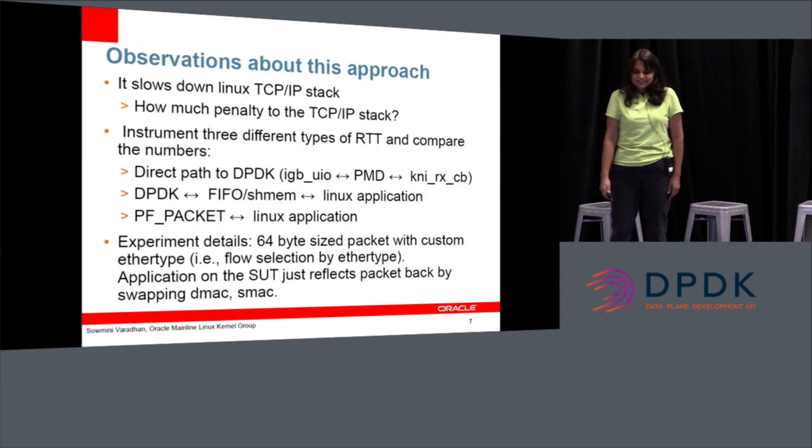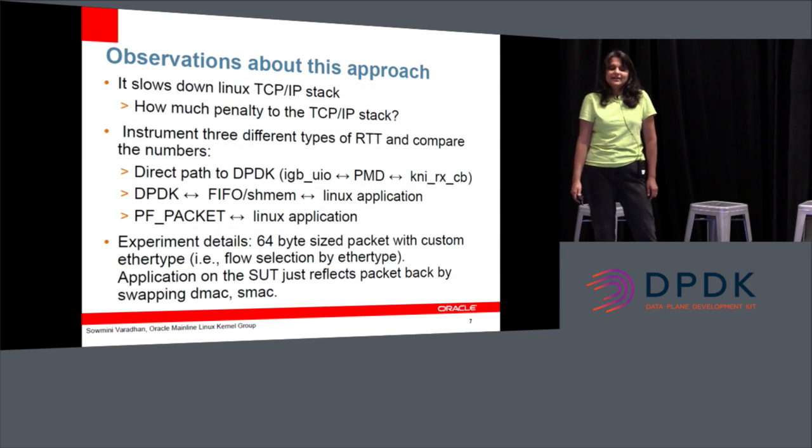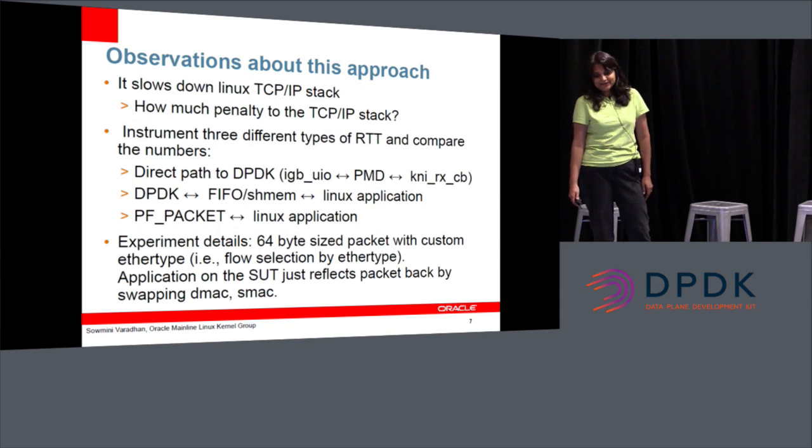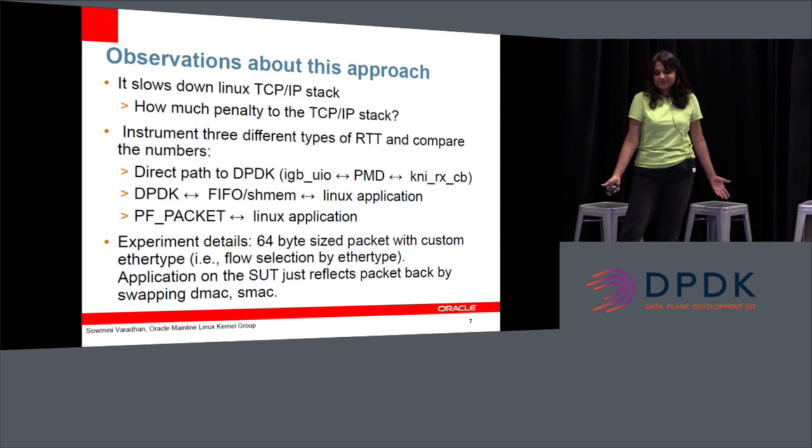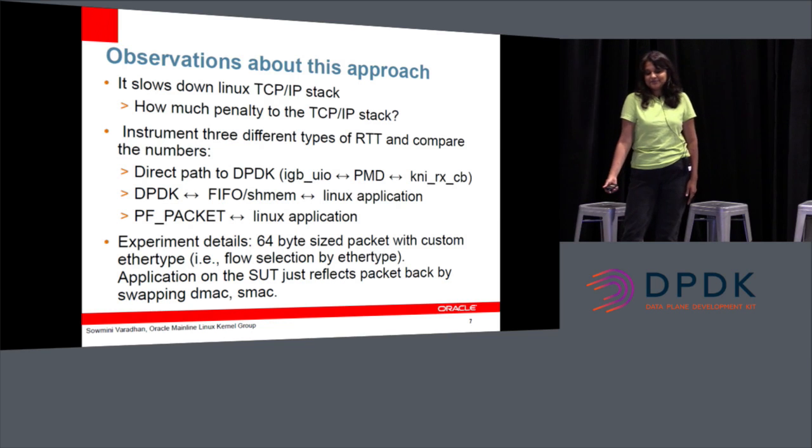So an immediate observation about this approach is that it's going to slow down the Linux TCP/IP stack. Right? So what happens to the NFS or SMTP packet is it goes up to the user space driver, it rejects it, sends it back, then it goes up the Linux stack and then gets processed the normal Linux way. Right? So I wanted to measure how much penalty that is. So I tried instrumenting 3 different types of things.